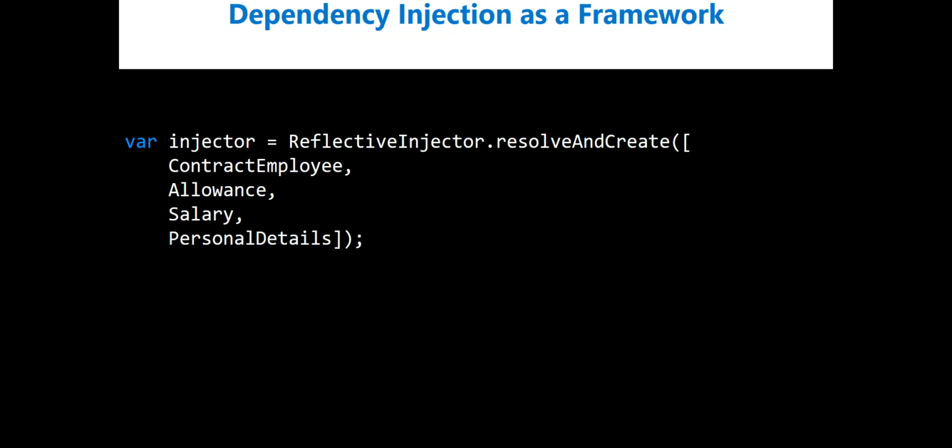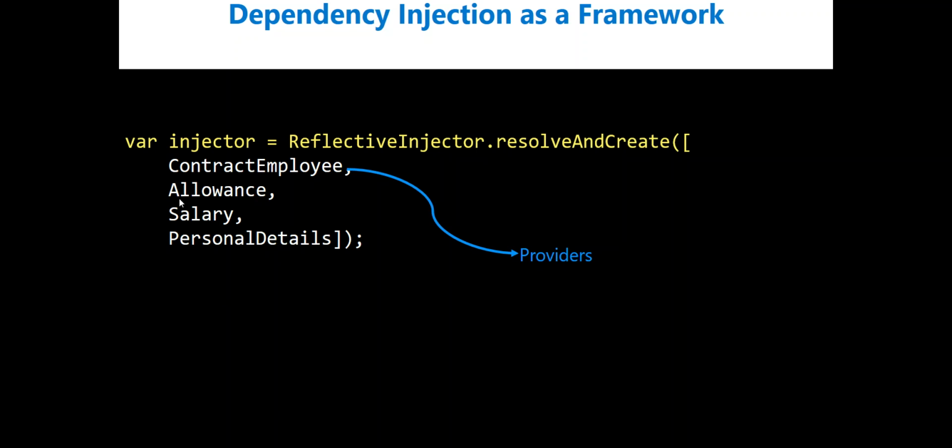Okay, so let's do some coding. Now we have a fair idea of DI. So let's see this particular source code and how the concept we have studied so far is translated to code. You can see the resolveAndCreate function. The resolveAndCreate is a factory function which takes a list of providers and creates an injector.